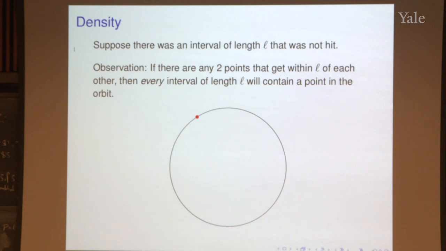So first, I want to make the observation that if there are any two points that get within L of each other, then every interval of length L will contain a point in the orbit.